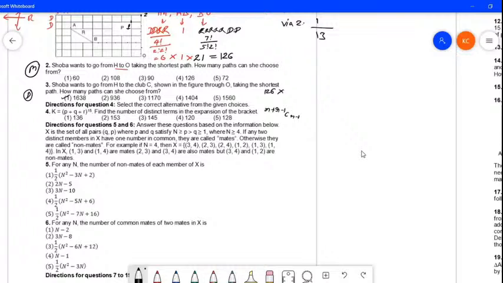For any two distinct members in X have one common number, they are called mates. Okay, otherwise they are called non-mates. Okay, so 1 and 4 mates है, 2 and 3, 1, 3, 1, 4 are mates because 1 is common. 2, 3, 3, 4 are mates because 3 is common. 3, 4 and 1, 2 के बीच में कुछ नहीं है, मतलब वो non-mates है. ठीक है. For any n number of non-mates of each member of X, non-mates कितने होंगे?